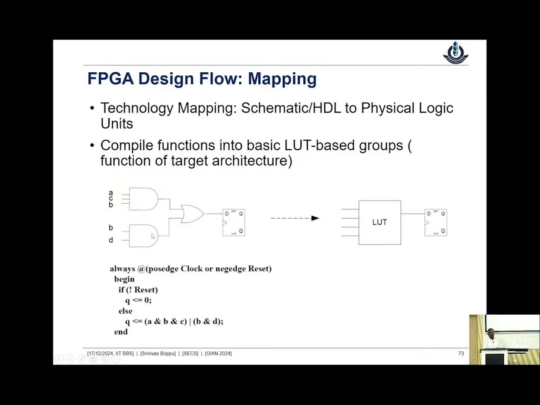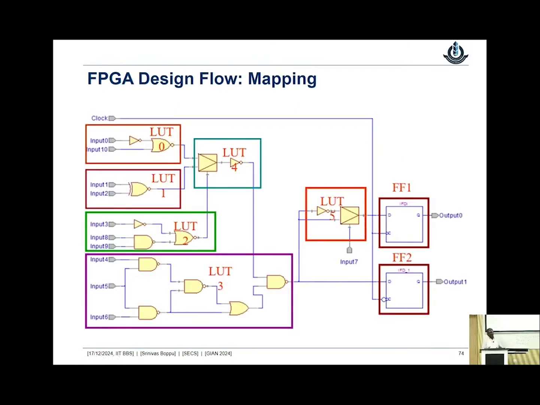So this is what the first step was. This is a translate step and this is a mapping step. Now in this slide, one such circuit is shown again, a different circuit now. We are trying to map the combinational logic into different LUTs. Different colors denote the different LUTs. So we are trying to map.